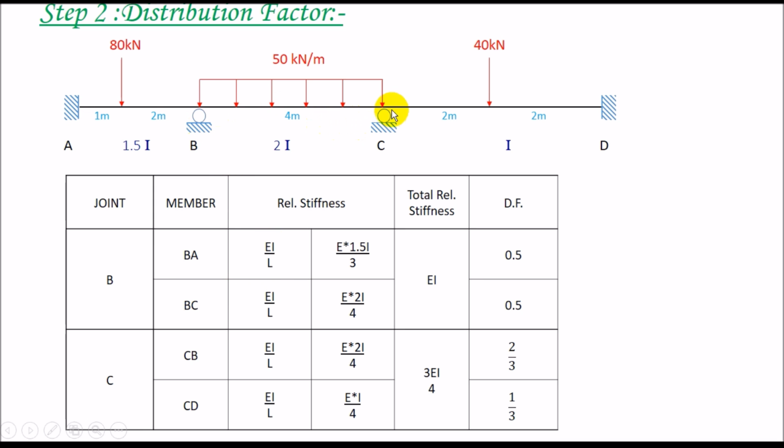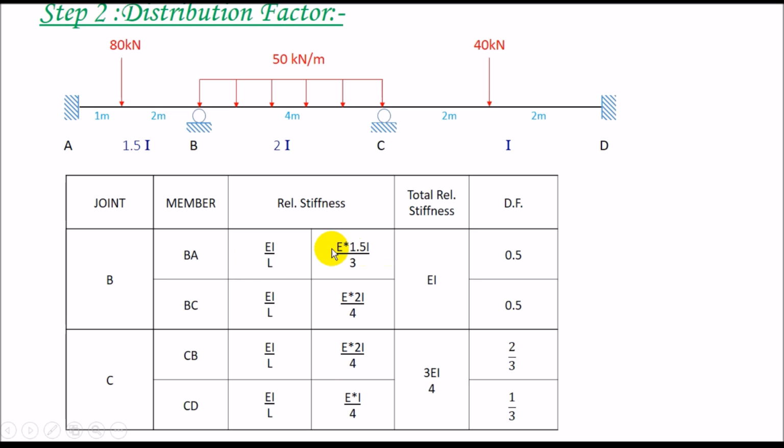Again, for BC, far off end is C, and C, as per our primary assumption, is an intermediate joint, so it is also fixed, so it is EI by L again. Similarly for CB, B is the far off end and B is fixed, so it is EI by L, and for CD, D is the far off end and D is fixed as well, so it's EI by L. Okay, now care is to be taken that EI for every member is changing, so relative stiffness will also not be the same for all the members, though their formula is the same.